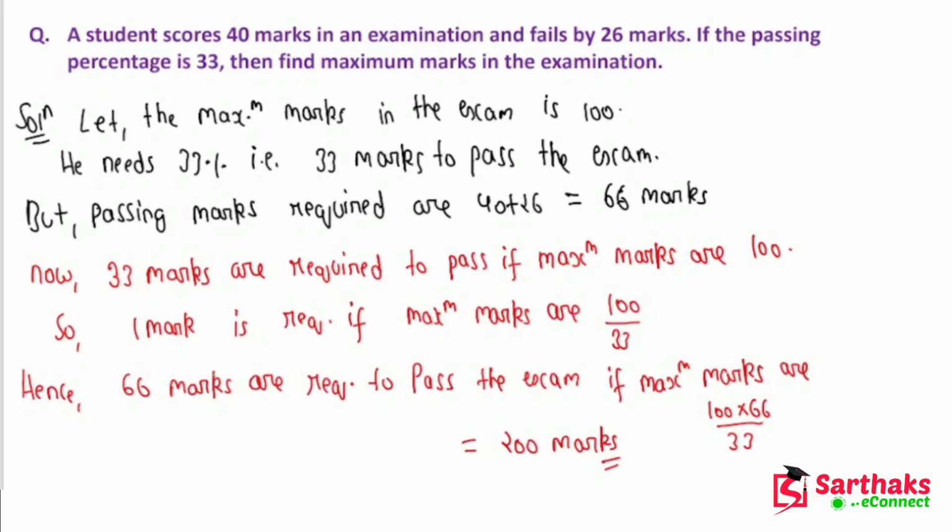Okay, so 33 marks are required to pass if the paper is of 100 marks. 1 mark is required to pass if the paper is of 100 upon 33, that is 3.33 marks. And 66 marks are required to pass if the paper is of 200 marks. Here you are not required to write this particular step. You can directly see from observation that if you double the passing marks, then the maximum marks should also double, because the percentage is the same. So that was the idea behind this question.